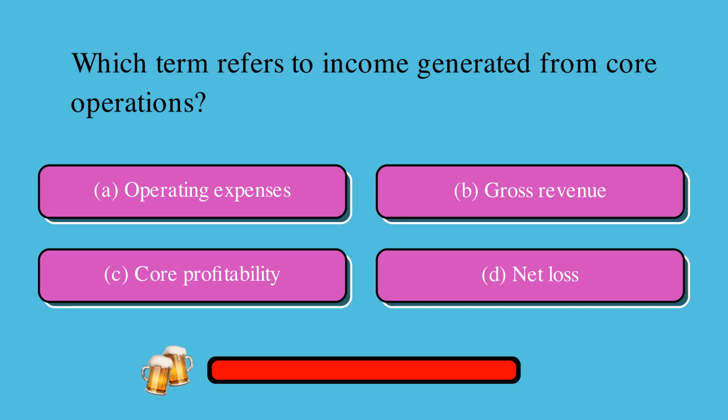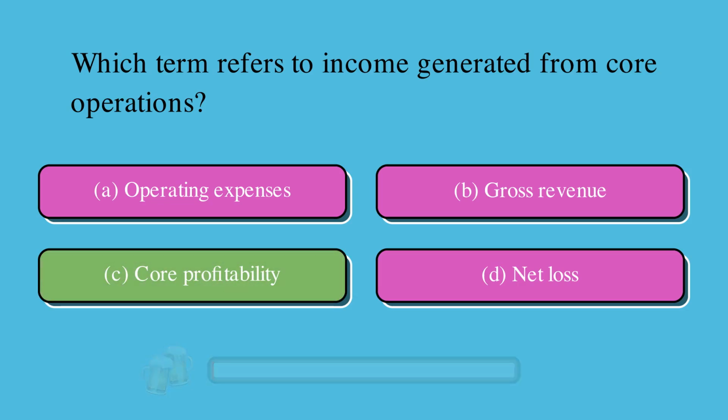Which term refers to income generated from core operations? Is it A, operating expenses, B, gross revenue, C, core profitability, or D, net loss? The correct answer is C, core profitability.